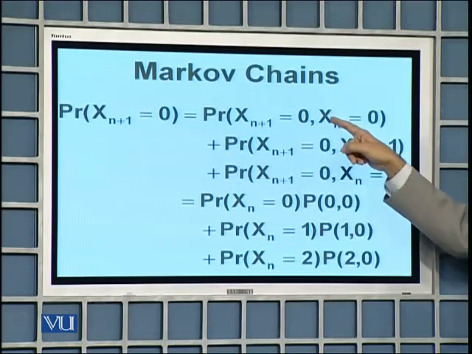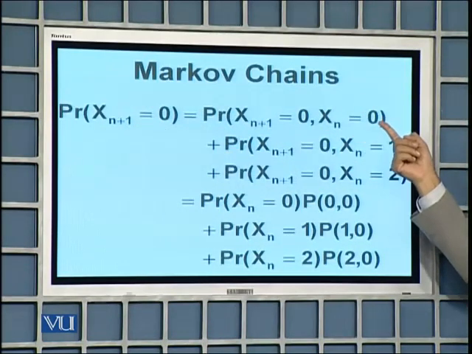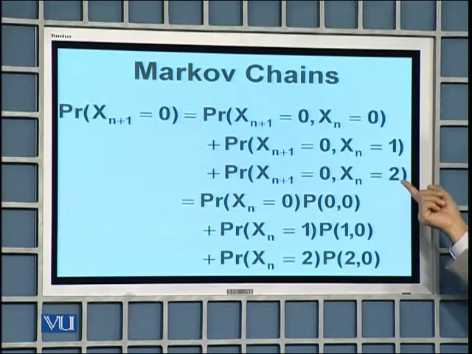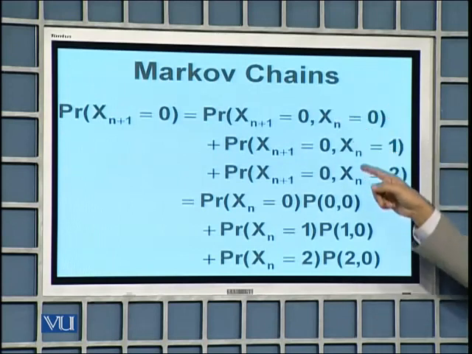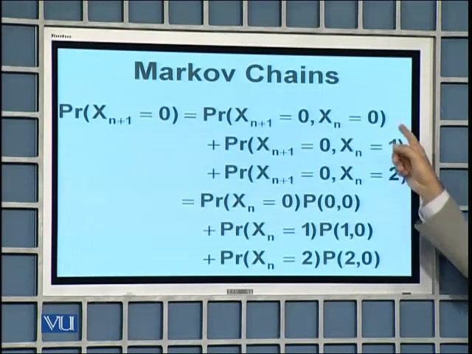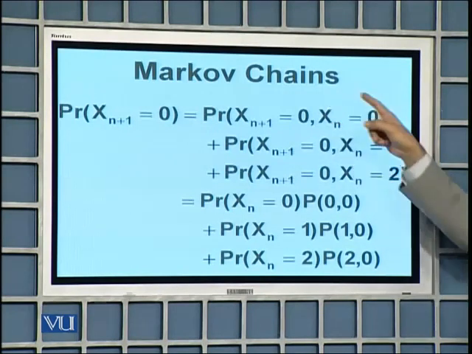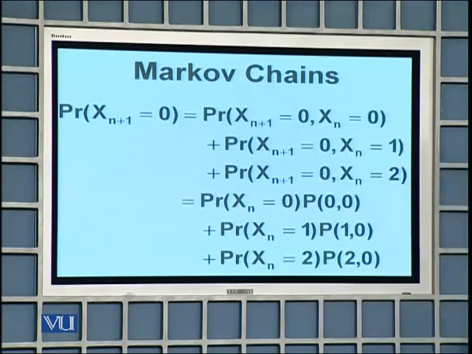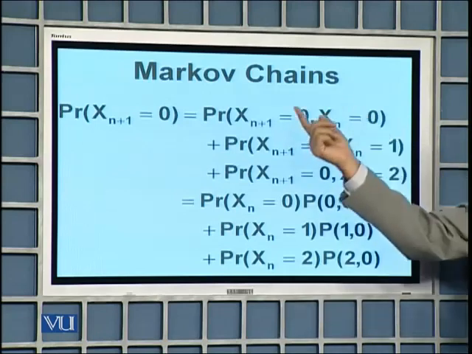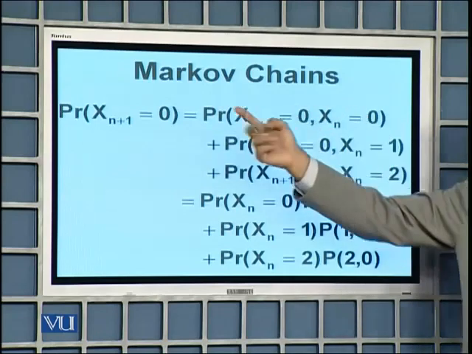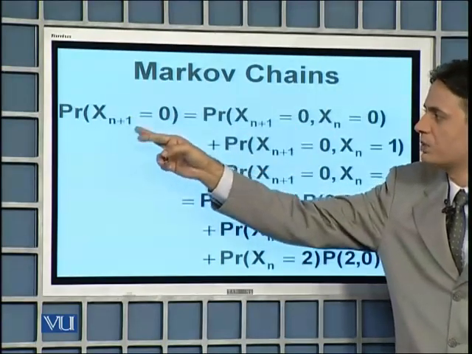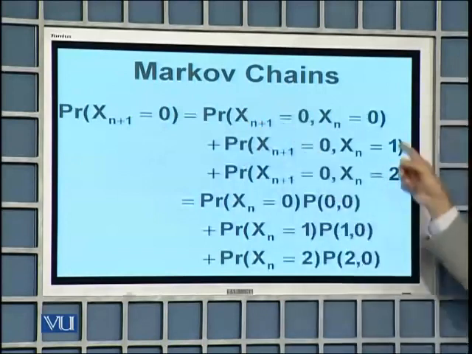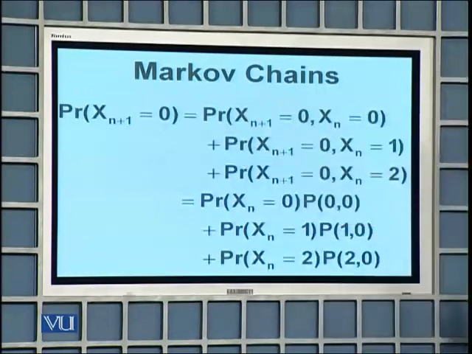The previous random variable xn could be in state 0, could be in state 1, and could be in state 2. These are the only 3 possible states for the previous random variable xn, and these 3 states represent a complete partitioning of sample space, and they are combined with the formula of probability xn plus 1 being 0, and you get a summation of 3 quantities.